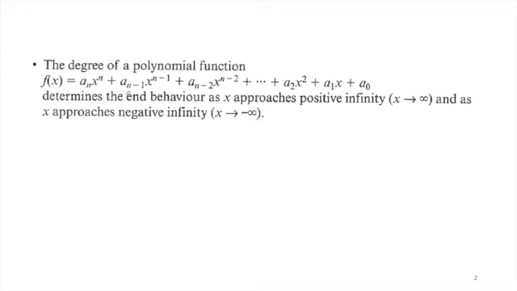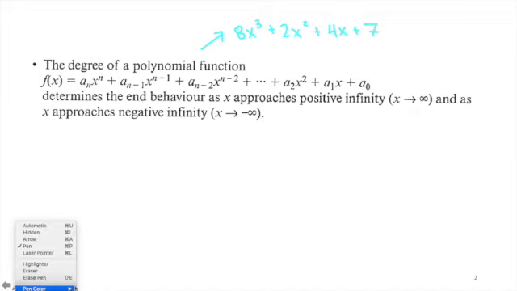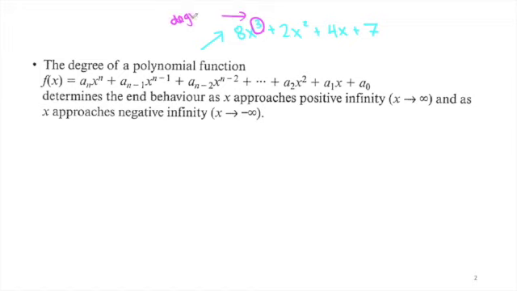So if we look at the degree of a polynomial function, remember our polynomial functions were things like 8x cubed plus 2x squared plus 4x plus 7, okay? So say that that is your polynomial function. The degree of the polynomial function, you're looking for the highest degree, and it's usually stated first in an equation that's written correctly. So your degree here is 3, okay?